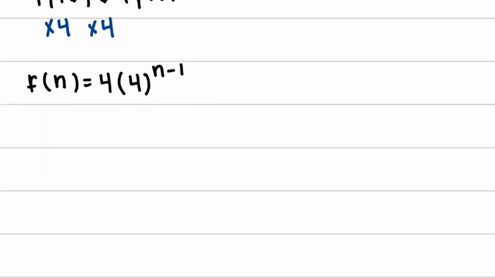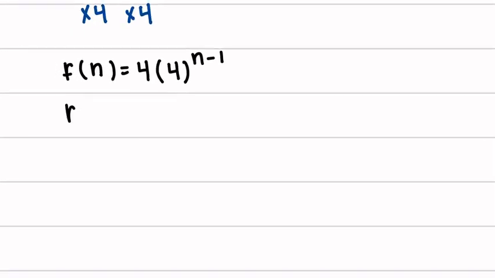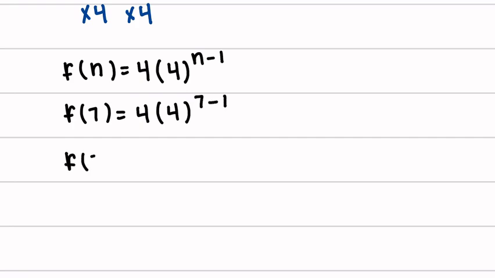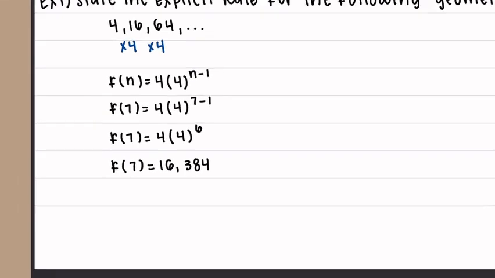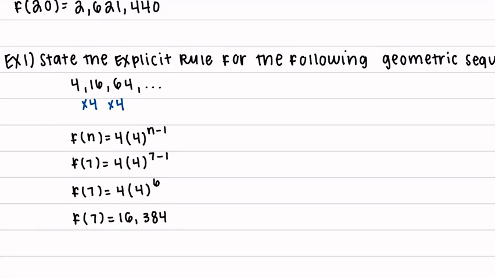It said to find f of 7. So f of 7 means I plug in 7 for n. I'm finding the 7th term in the sequence's value. So f of 7 is equal to 4 times 4 to the 6th power. Plug that in our calculator and we get f of 7 is equal to 16,384.